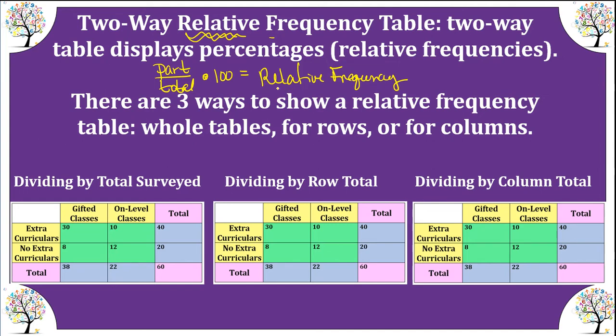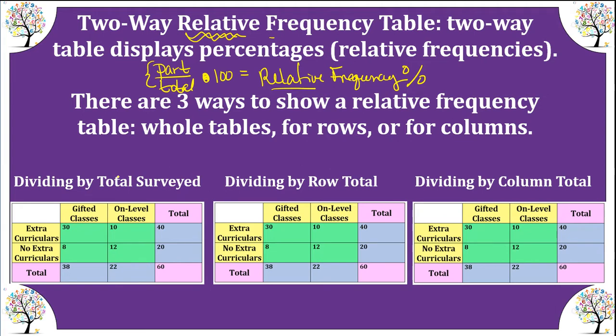So again, the word relative, you just need to think percent. And this is how you find a percent. You take the part divided by the total. In this case, we're going to have several different totals, either the total of the survey or our total columns or total rows. So it's going to depend on the question. But once you find the decimal part, you must multiply it by 100 to get your percentage, because remember, percents are based on 100.